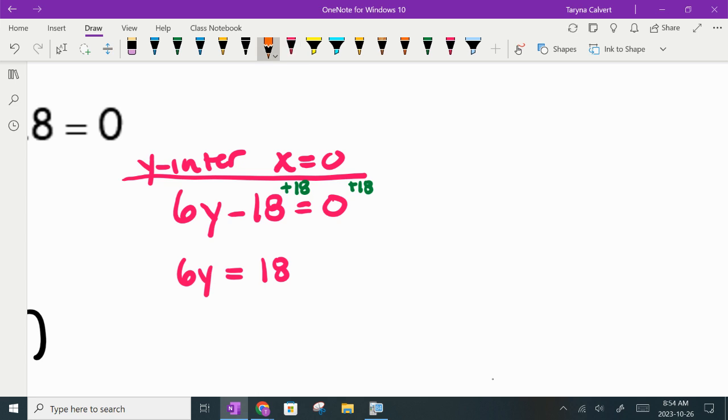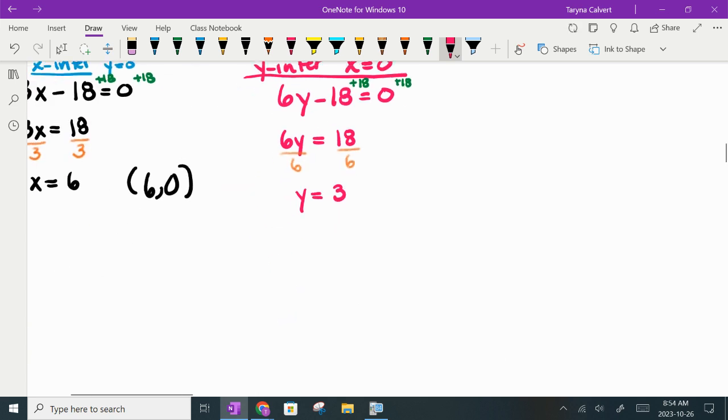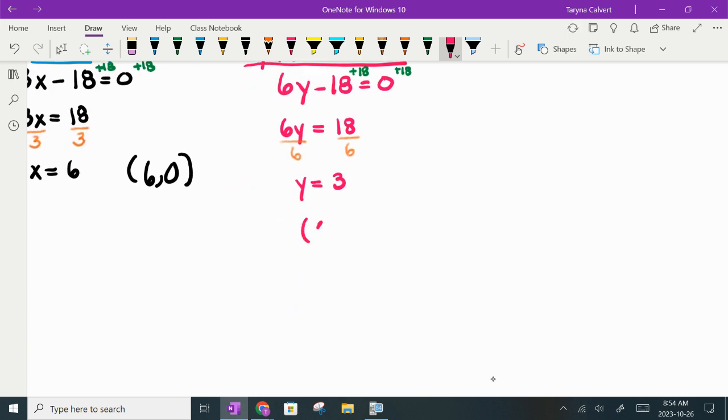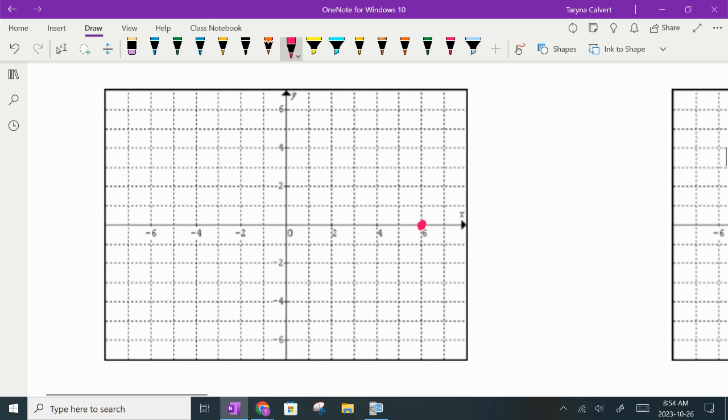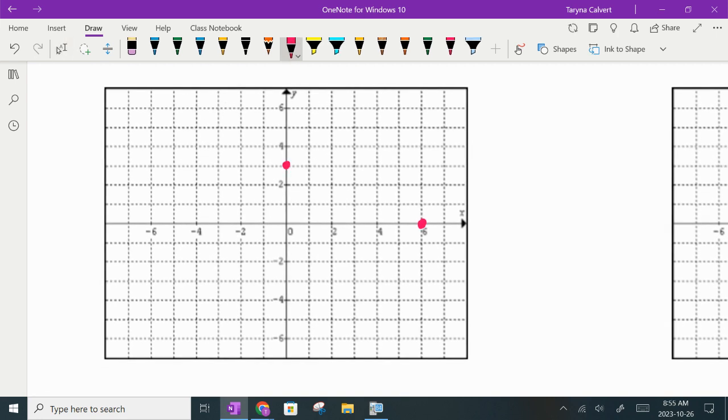So now we have 6y equals positive 18. And then we'll divide both sides by 6. So y is going to equal 3. So, whoopsie, 0, 3. So again, go to your graph, go to the y-axis, and put a point at 3 on the y-axis. Talked about this yesterday. All you need minimum is 2 points to graph a line. So we have 2 points.